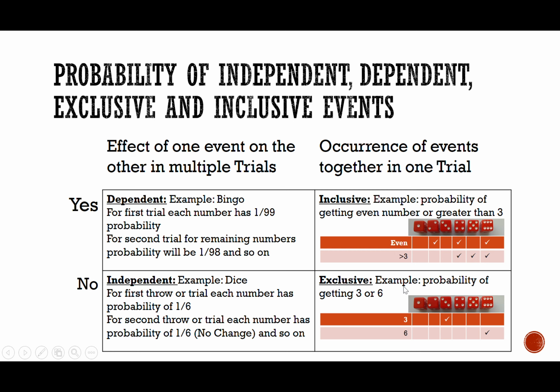Exclusive, for example, the probability of getting 3 or 6. The probability of getting 3 on a dice is 1 over 6. And the probability of getting 6 on a dice is 1 over 6. But over here, did you notice one thing? If you're getting 3, there is no probability you can get 6. And if you're getting 6, there is no chance that you can get 3 as well. So this becomes an exclusive event.